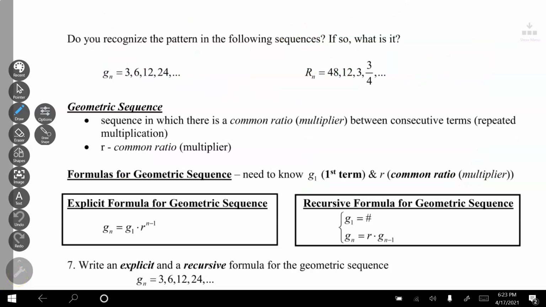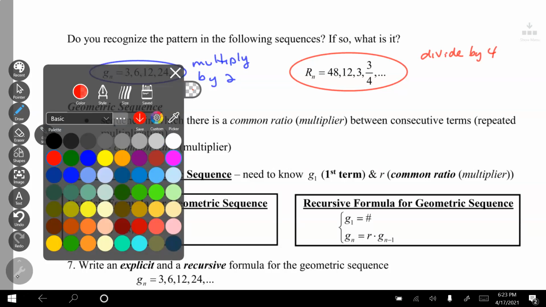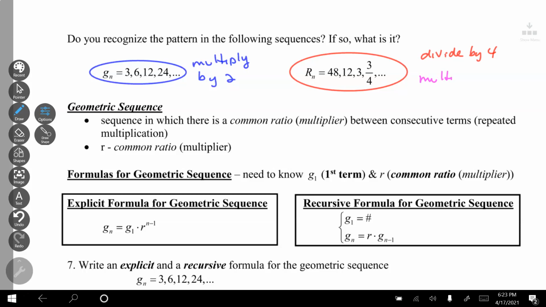So again, let's look for patterns. For this one, I do see a pattern of multiply by 2. We've seen this pattern before. And this one over here, one way to say it is divide by 4, but we're going to do something different today. I think better for us is saying multiply by 1/4. That's really a better way of saying it. So I'm going to be looking at geometric sequence. It is a multiplying pattern.